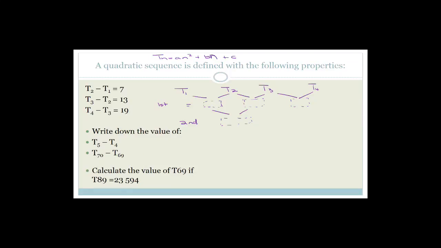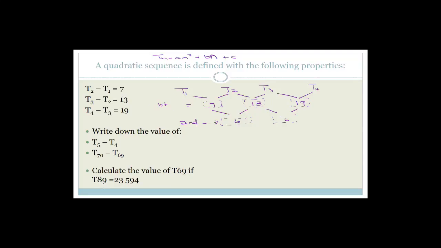There. So they tell me that term 2 minus term 1 is 7. They also tell me term 3 minus term 2 is 13, and term 4 minus term 3 is 19. So do you agree? I could say, well, 13 minus 7 is 6. And just for fun, I could write down that 19 minus 13 is 6. So now we have the second difference. How cool is that? We've got the first difference.